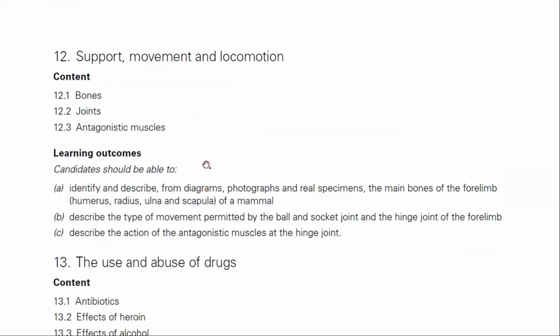and antagonistic muscles. Over here, you should be able to describe the diagram, photograph, and real specimens of the main bones of the forelimb. We can also describe the type of movement permitted by the ball and socket joints, and we will also be discussing the muscles at the hinge joint.